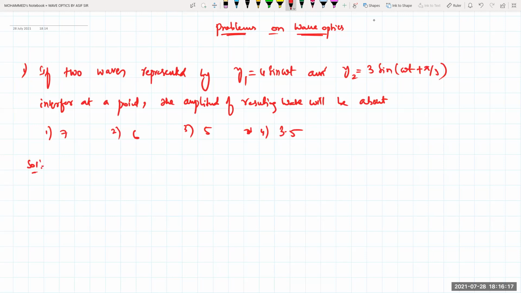We got two waves, beta. And sir is asking us to calculate what? The amplitude of the resultant wave. So two waves are represented by y1 and y2 and interfere at a point. The amplitude of the resulting wave will be about how much?